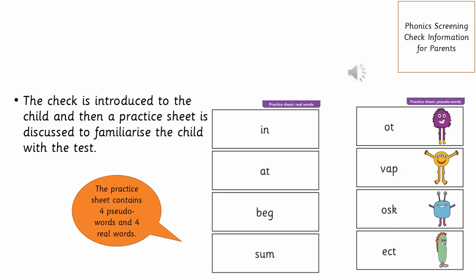The Phonics Screening Check is introduced to the child, and then a practice sheet is discussed to familiarise the child with the test. During the practice sheet, the teacher can remind a child to sound out and blend to read the words. But during the test, the teacher cannot encourage the child to blend the sounds together to read the word. So if the child just says the sounds, this cannot be accepted as correct.